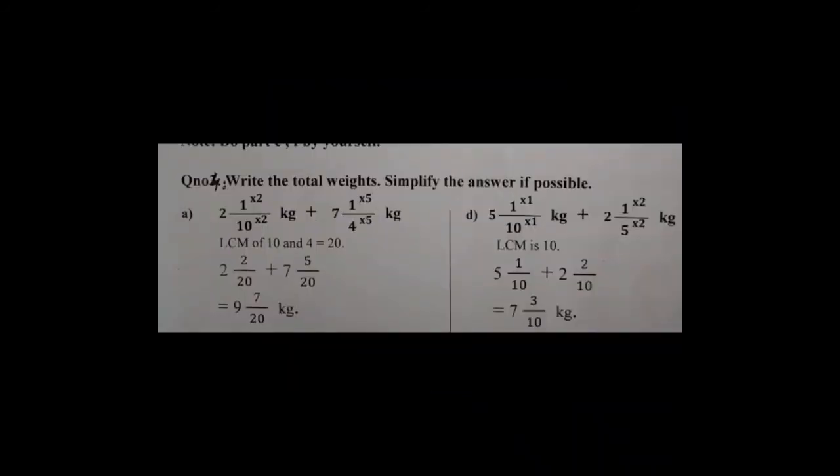Now complete this exercise with the help of this video. Okay students, it's page number 25, exercise number 4. In this exercise we have weights and we have to add them, and we will follow the same method as question number 3. We have 2 whole number 1 upon 10 kg plus 7 whole number 1 upon 4 kg.